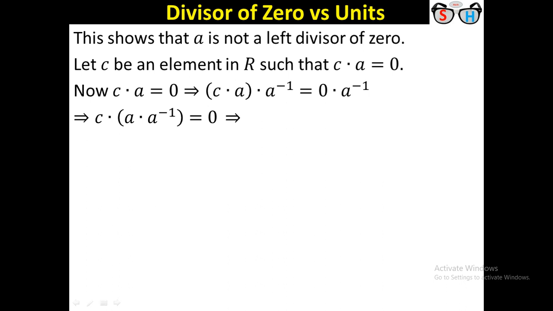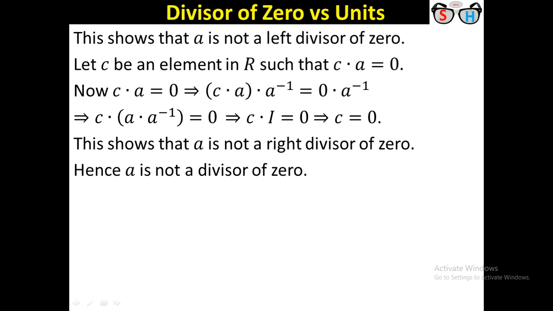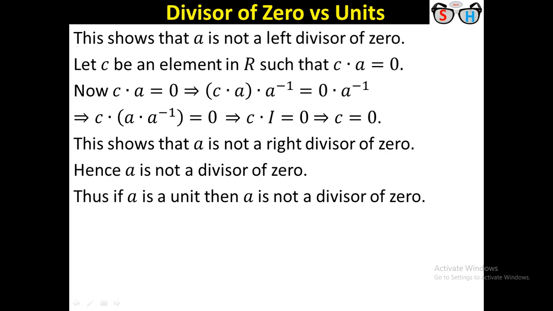Again, A dot A inverse means I, so C dot I equal to 0 implies that C equal to 0. Thus here C dot A equal to 0 implies that C equal to 0. So we can conclude that A is not a right divisor of 0. So here you show that A is not a left divisor of 0 and A is not a right divisor of 0. Hence A is not a divisor of 0. So when A is a unit, then A is not a divisor of 0.